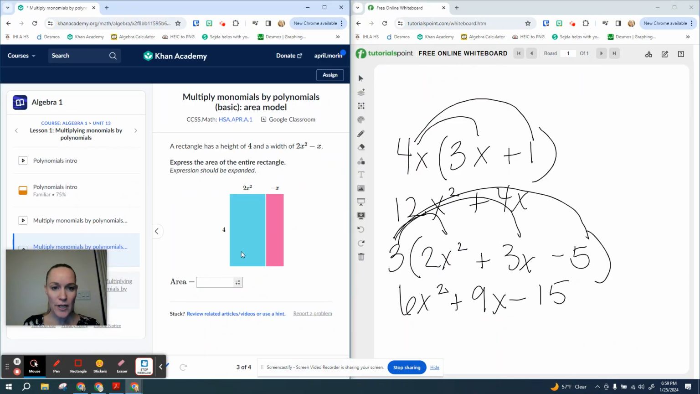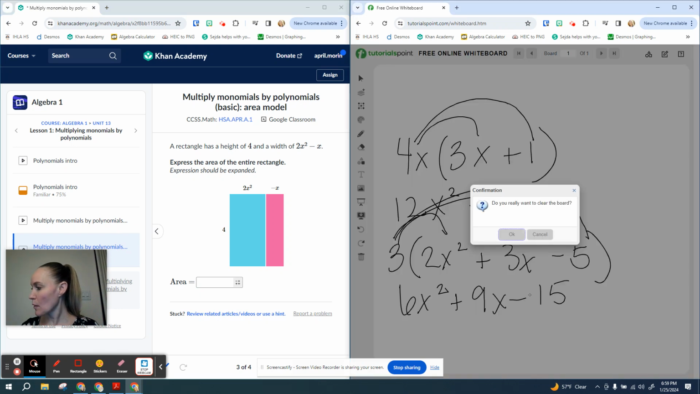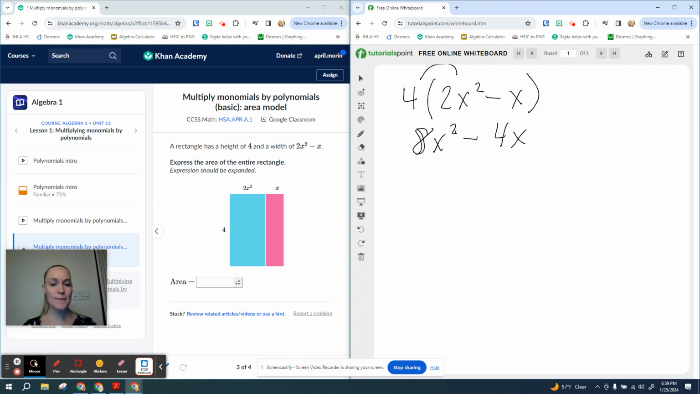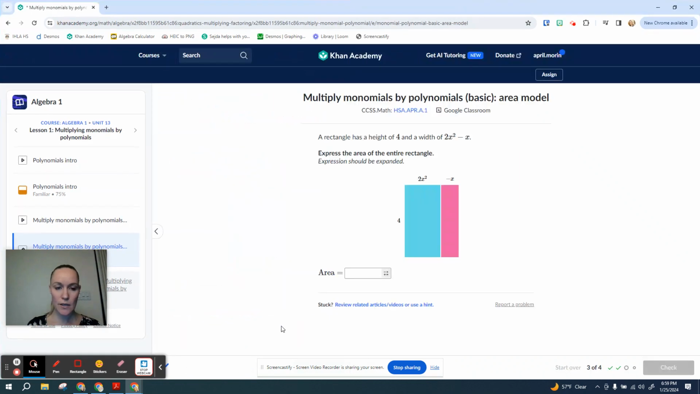We have a height of 4 now, and we have a width of 2x squared minus x. I'm going to clear my whiteboard to give me more room. So I have 4 times 2x squared minus x. 4 times 2 is 8, so 8x squared minus 4x. Pretty easy there.